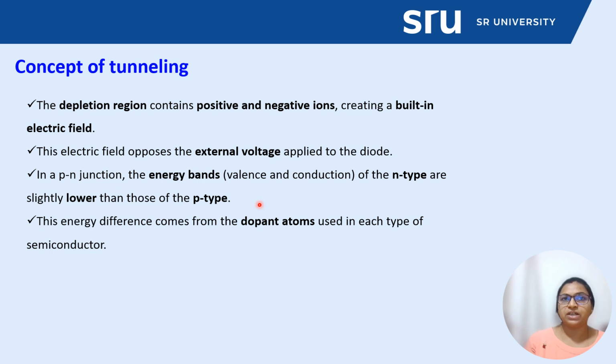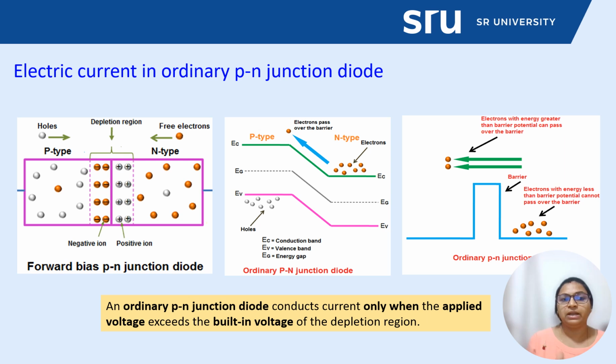So the energy difference actually comes from the dopant atoms used in each semiconductor, like N-type and P-type, that is, the donor and acceptor atoms. This causes the difference between normal and tunnel diode behavior, or the tunneling effect. So let us look at an overview of how electric current is produced in a normal PN junction diode.